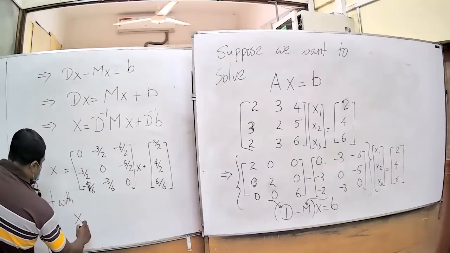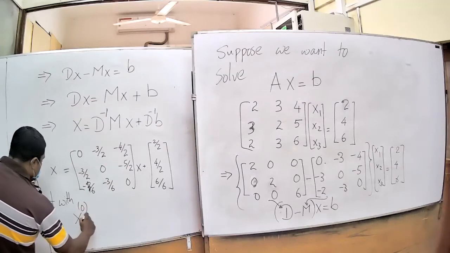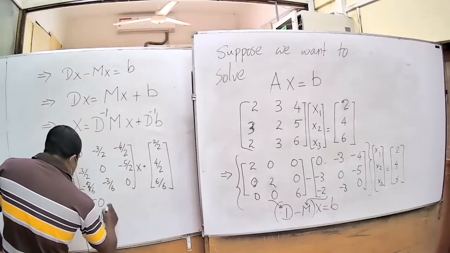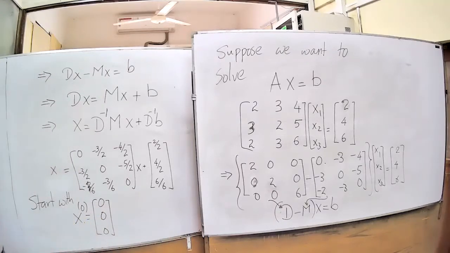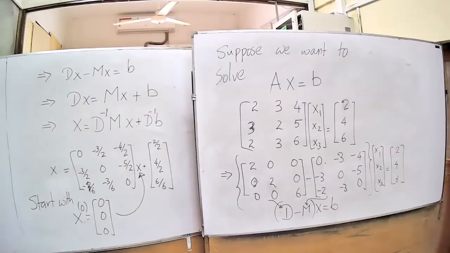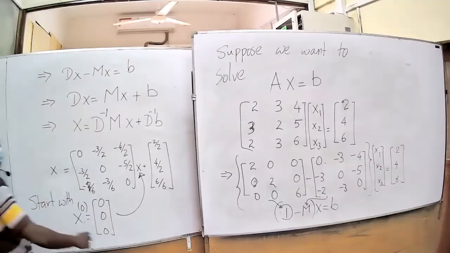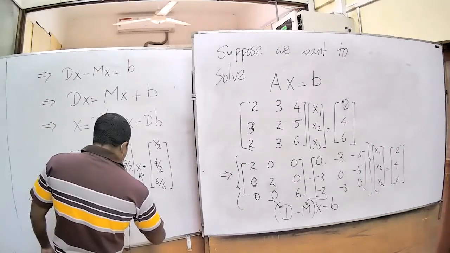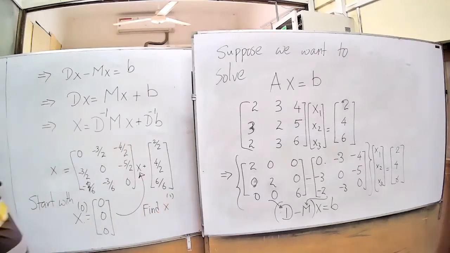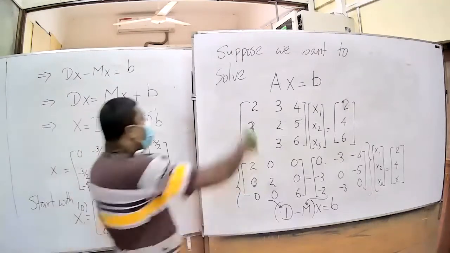an X naught, right? So let me put X naught here. Let me say that is 0, 0, 0, right? And then you put that X naught here, and find X1. So if you put X naught there and find X1, which is this, you will end up with this.